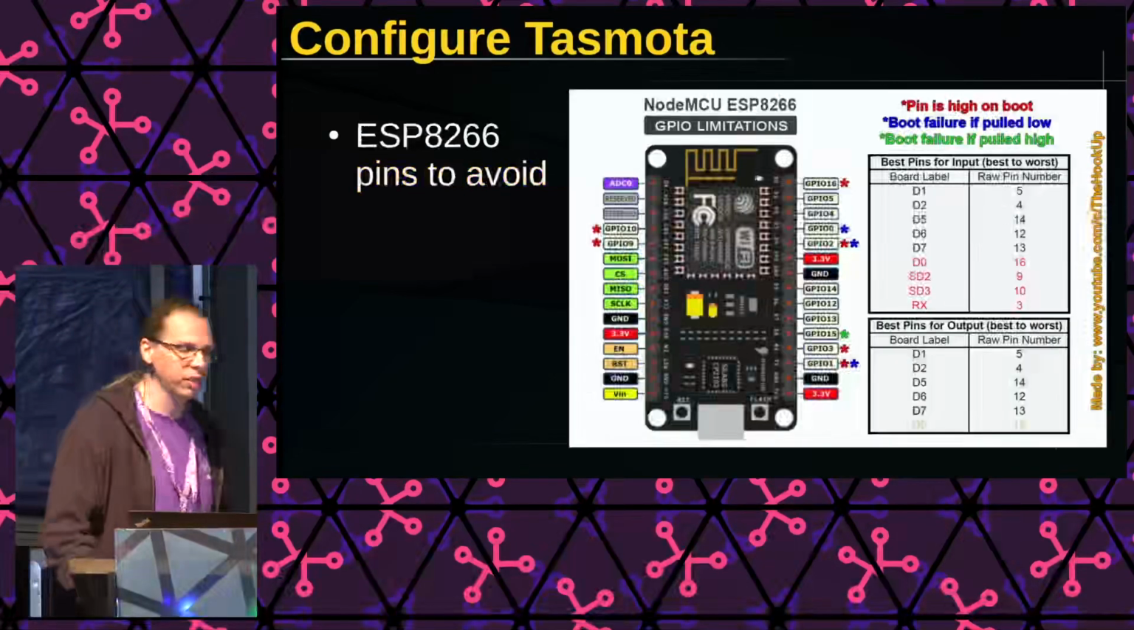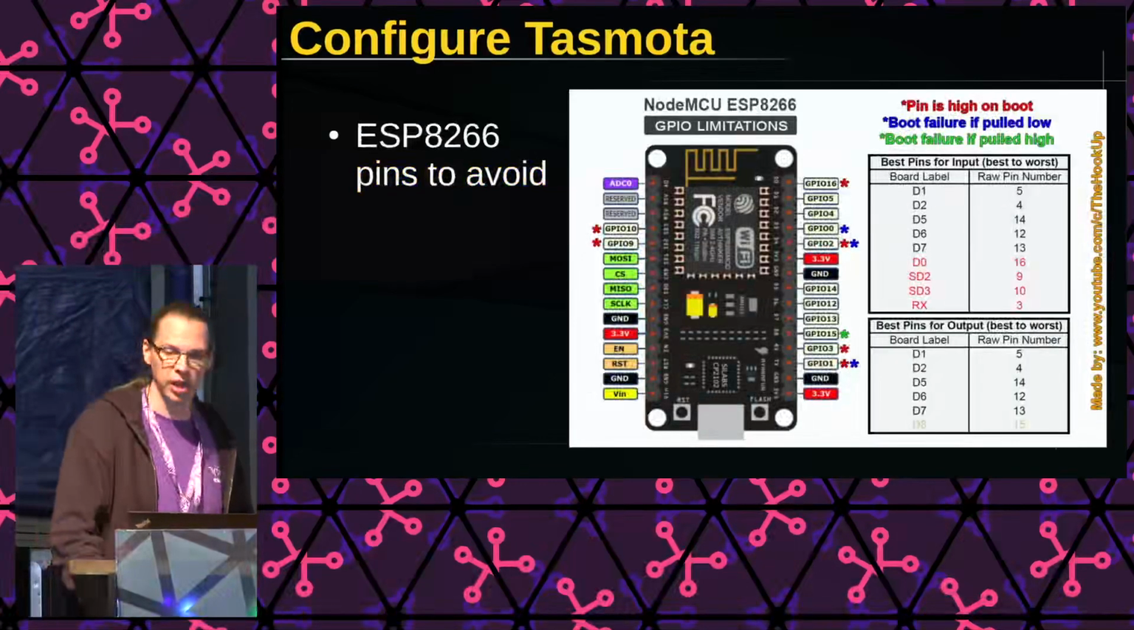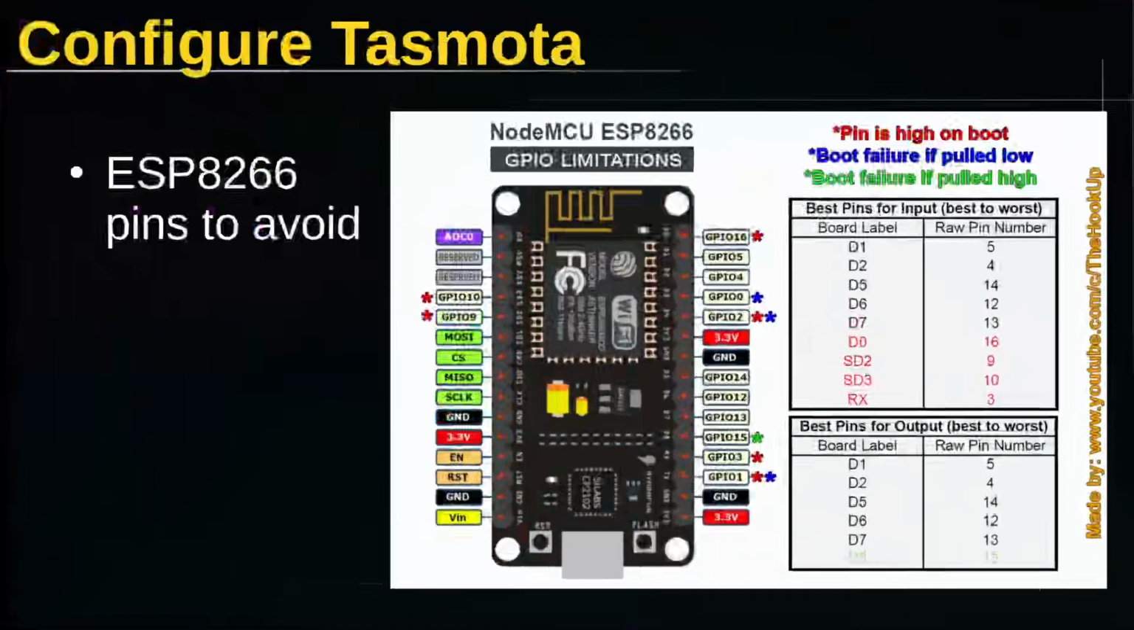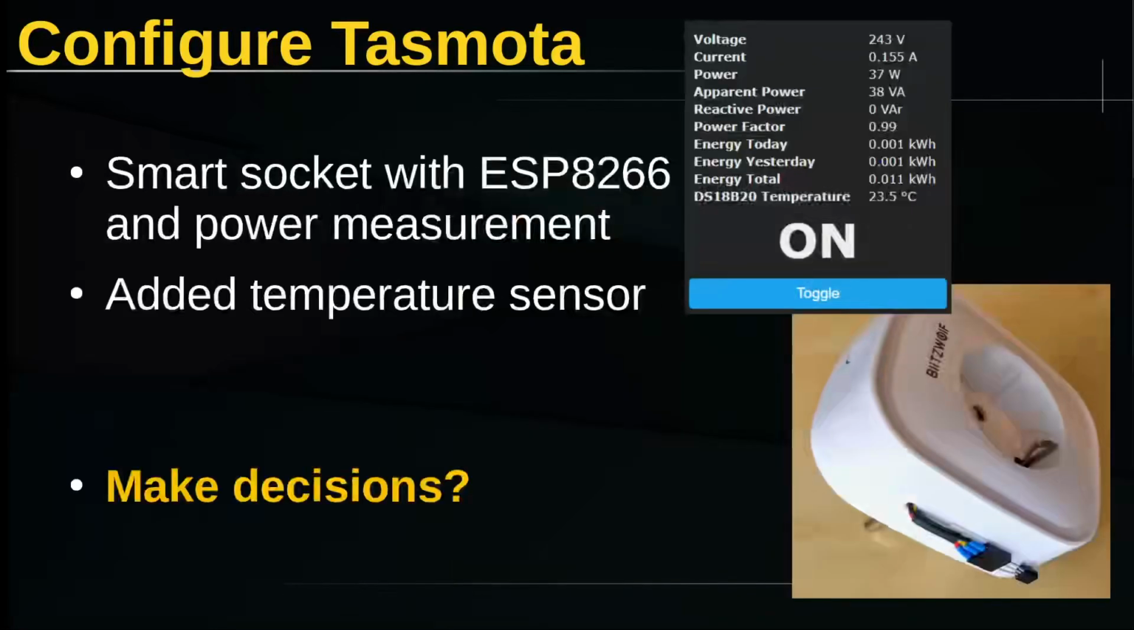There's also very nice information when you're using an ESP8266, which pins to not use, because there's a couple that are high on boot or low on boot mandatory. So if you connect a button to the wrong pin, it'll boot loop. But this enables you to get any smart socket, any smart light, with an ESP and run this firmware. Maybe someone saw this on Twitter once. I've taken a Blitzwolf smart socket and added a temperature sensor, and that worked.